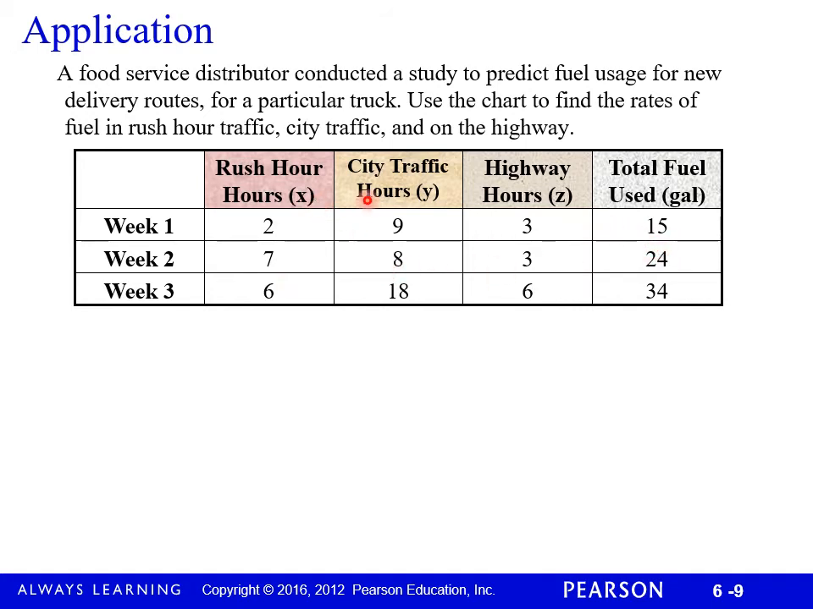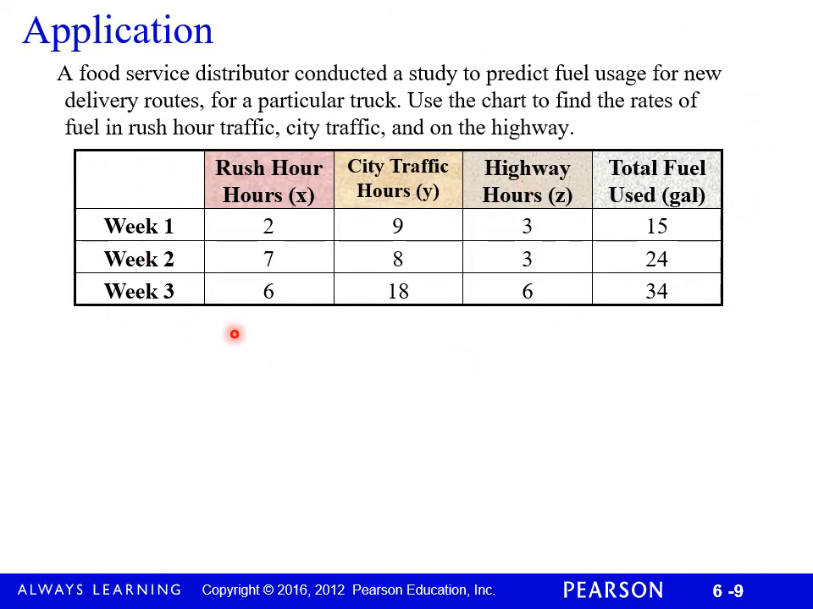I don't like that they used x, y, and z for the variables here. I would have used R, C, and H because this would have connected me to the problem, reminding me that R is rush hour, C is city, and H is highway, okay?